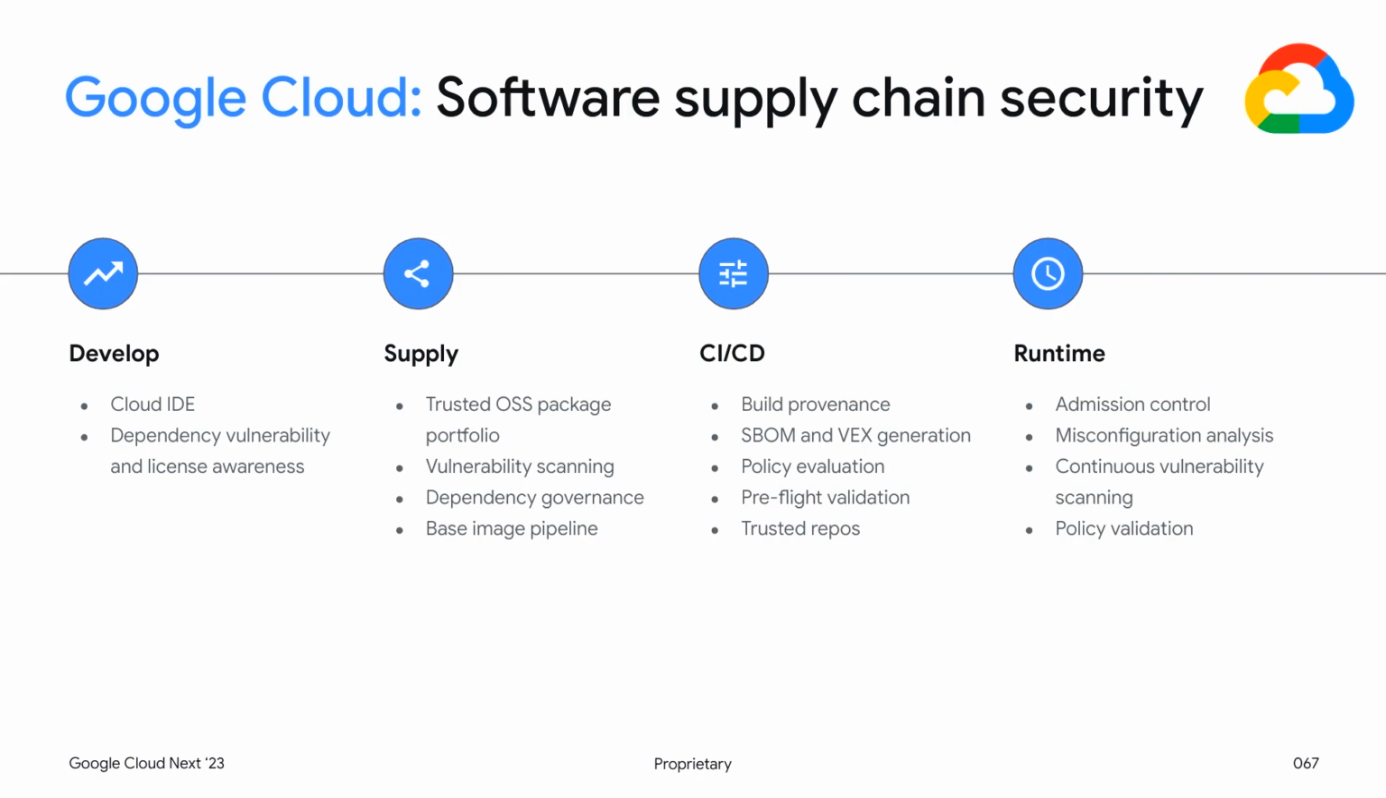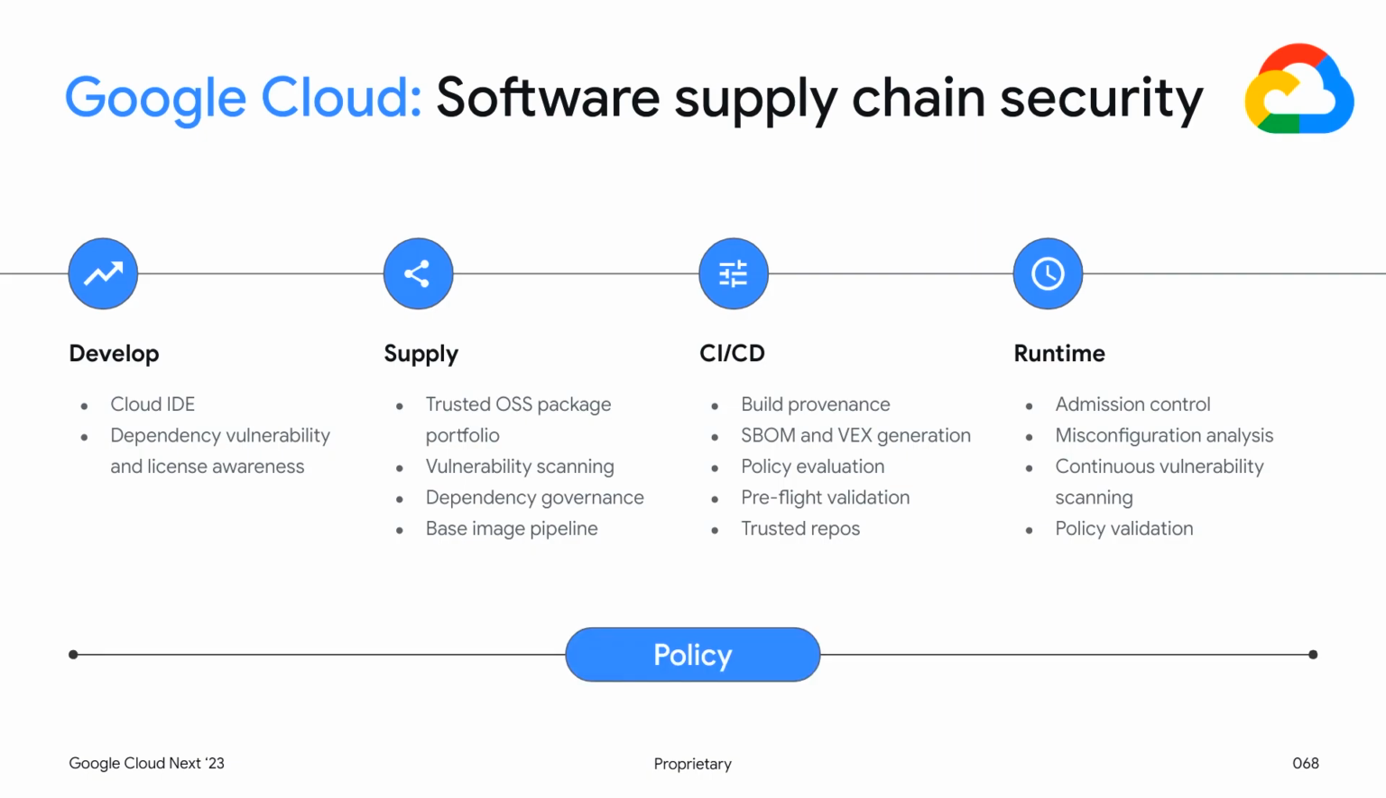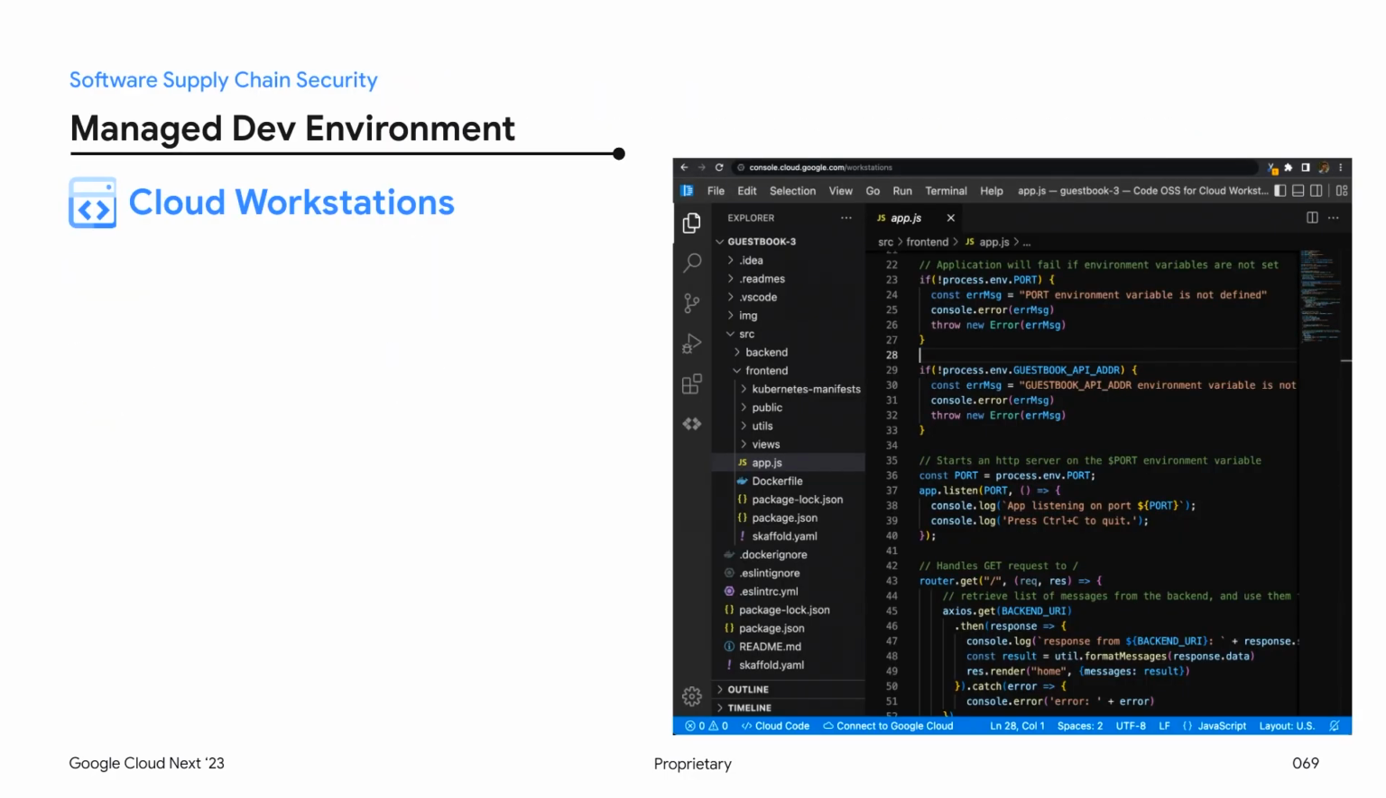And then finally, at runtime, we want to make sure that deploy systems are incorporating admission controls that use that metadata we talked about earlier to actually make decisions on whether something should run. And then all of these areas are underpinned by a unified set of policy controls. All right, so let's dive a little bit deeper into some of these that are my favorite.